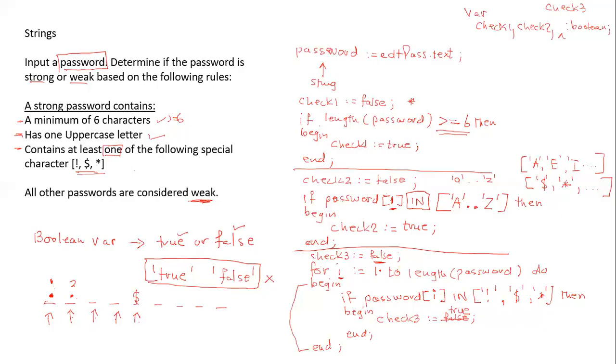So to round off this problem, we now need to make a final check to see if check1 equals true and check2 equals true and check3 equals true. Then you can display a message to say the password is strong, else the password is weak. I hope this helps.